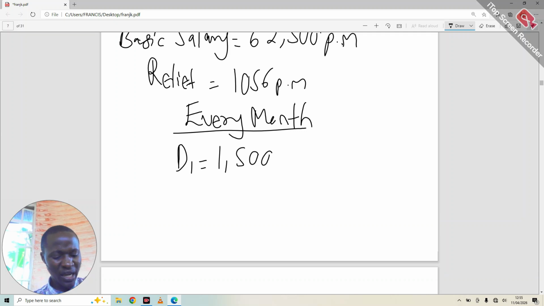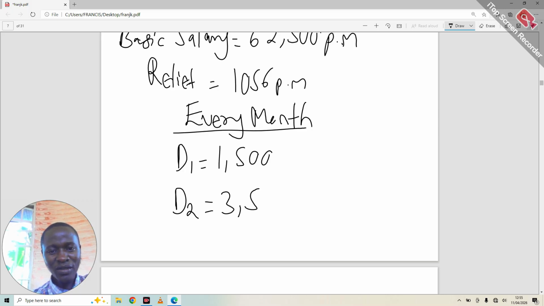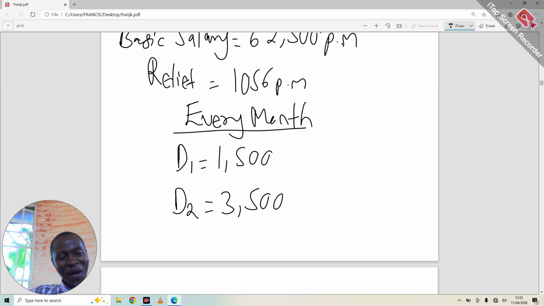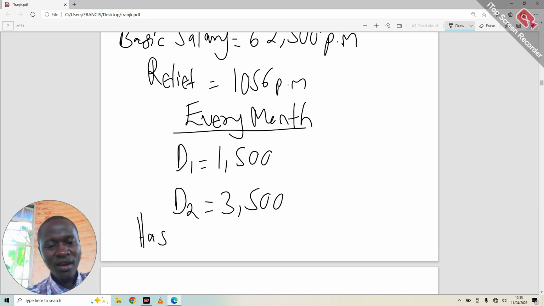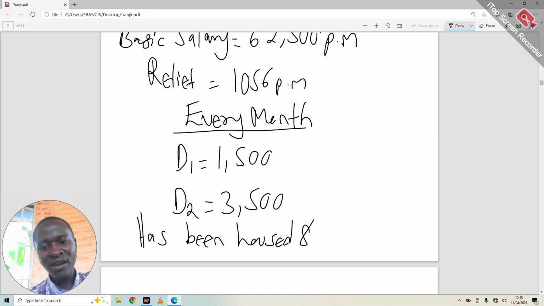You don't have to write loan recovery or cooperative shares. No way. Remember, those are deductions. So we have our deduction 2 as 3,500. And remember, these things are being done every month. Okay. He was housed by his employer and paid no rent. So this guy has been housed and pays no rent.